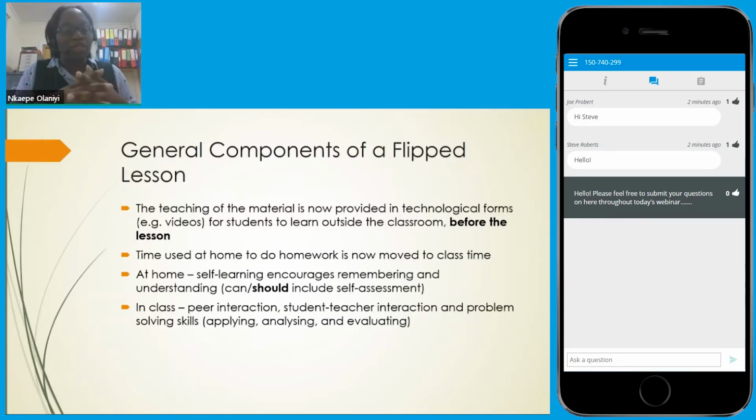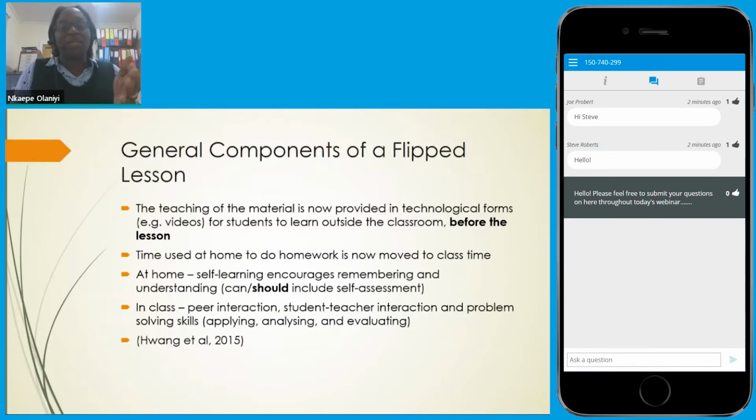So there's peer interaction and student-teacher interaction, because now, instead of focusing on just teaching them this concept, I can focus more on getting them to understand it more and apply it more. So problem-solving skills come in. We're seeing more of the applying, analyzing, evaluating going on in class. So those are what a flip lesson should look like.